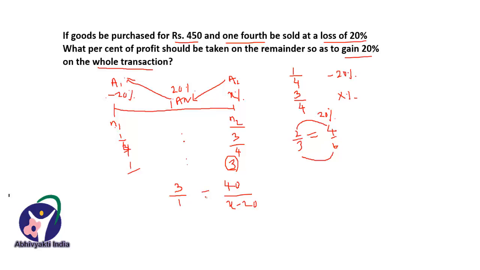And these two ratios are equal. Now cross multiply and solve this equation. So after solving you get 100 by 3. X is equal to 100 by 3, and if you solve this you get 33 and 1/3%. So the remaining 3/4 should be sold at a gain percent of 33 and 1/3% to get a gain of 20% on the overall transaction.